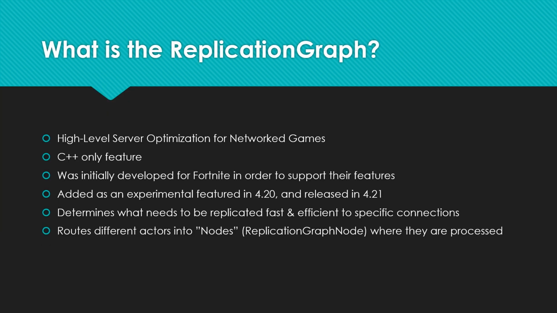What is the replication graph? Well, it's essentially a high-level server optimization that you can use for network games. And it was initially developed for Fortnite because with the legacy networking system that they had in place, Fortnite would just not be able to be supported. Since they have something like 100 connections and 50,000 replicated actors, it was just not going to cut it at the time. So as a result, the replication graph was implemented and it was released as an experimental feature in 4.20, and it was released in 4.21.